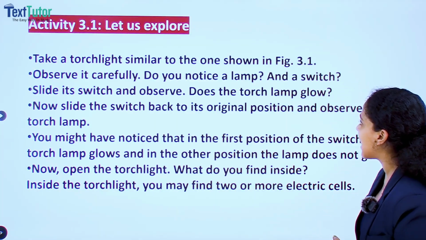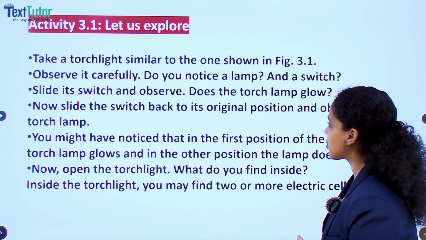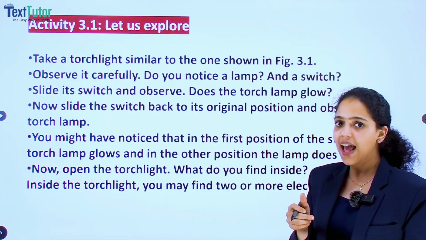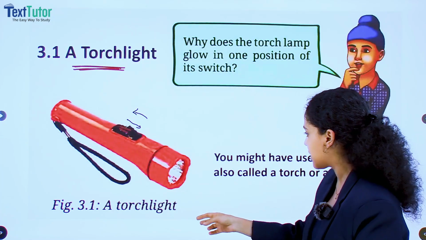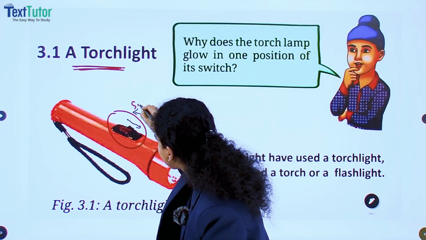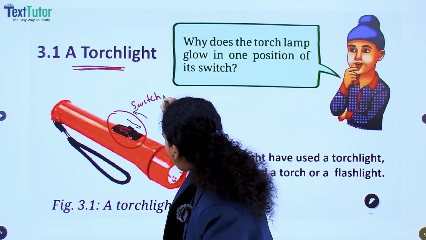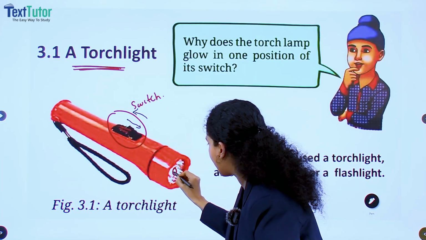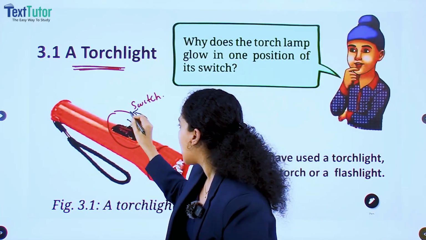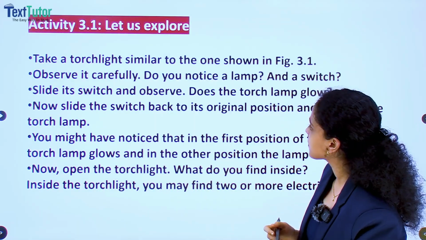Do you notice a lamp and a switch? You can notice a lamp inside, and a switch on its outer part. You can see a bulb or a lamp inside this torch, and here on the outside you can see a switch.